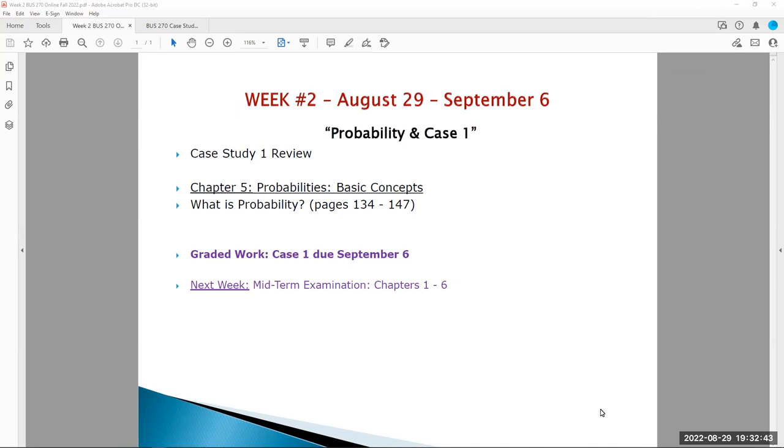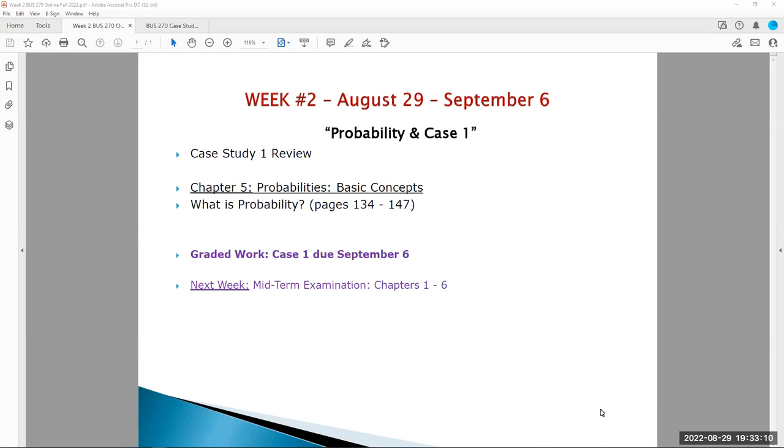On September 6th, your case study one will be due, and we'll talk about that this evening. That's your first major grade of the course, worth 10% of your course grade, leading to your midterm examination. Yes, week three, a midterm. It's the way the calendar worked out this year. We'll talk more about that next week and in our Friday update video at the end of this week too.